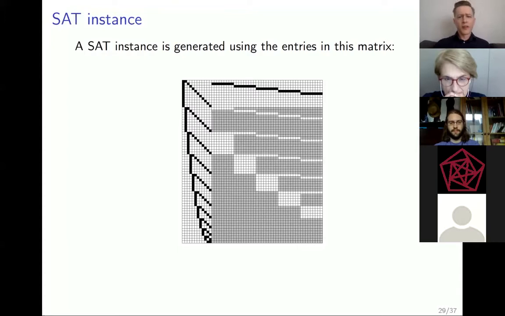In fact, we're only going to use the entries in this submatrix that I've shown here. This is just to cut down on the search space. You can use the whole matrix, but this is a bit excessive. There are more clauses than necessary that the SAT solver has to keep track of, so it tends to slow things down. So in fact, this submatrix will be sufficient.